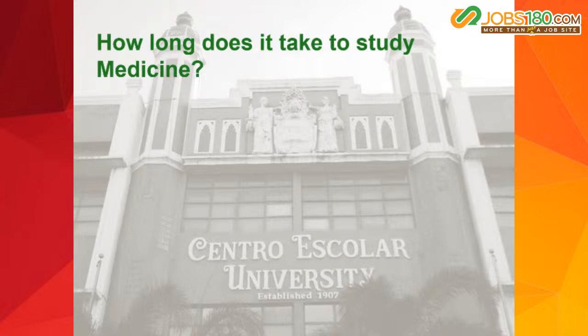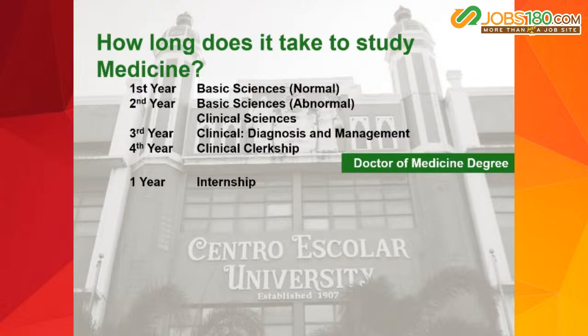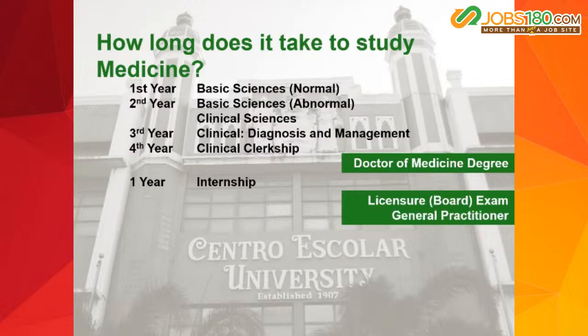After graduating from any four-year bachelor's course, one may enter medical school. The basic medical course takes 4 years, after which a Doctor of Medicine degree is granted. The medical graduate at this point still cannot practice medicine. He or she has to undergo 1 year of internship training, then take the board exam, and if he or she passes the exam, then we have a general practitioner who can now practice medicine.